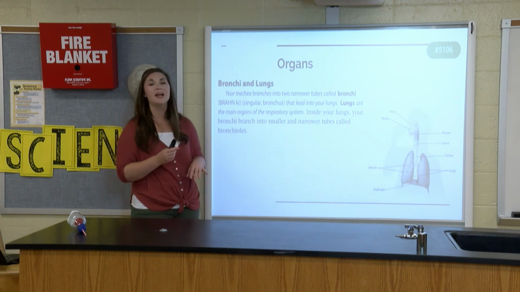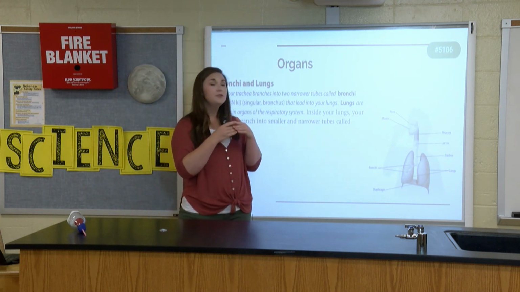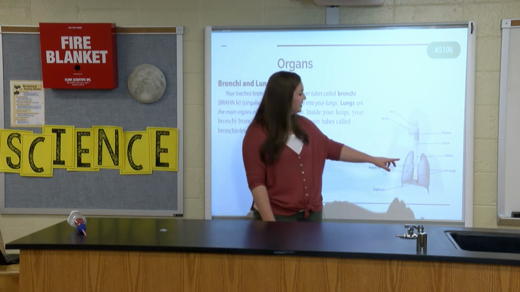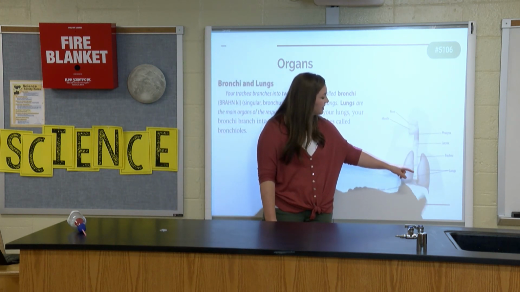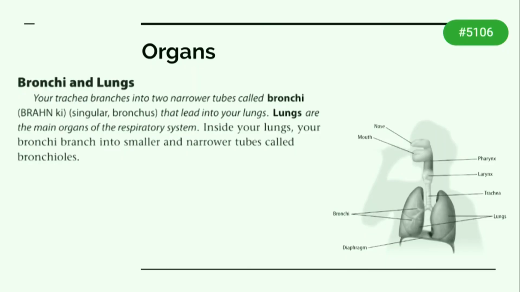All right, now the trachea is where it gets complex here. The trachea is actually going to branch. And if you notice here, you can see the 2 branches that go into your lungs. And so the trachea branches into 2 narrow tubes called the bronchi, and they lead into your lungs. The lungs are the main organs, which makes sense. You probably know that already, that your respiratory system, main thing you think about are your lungs.